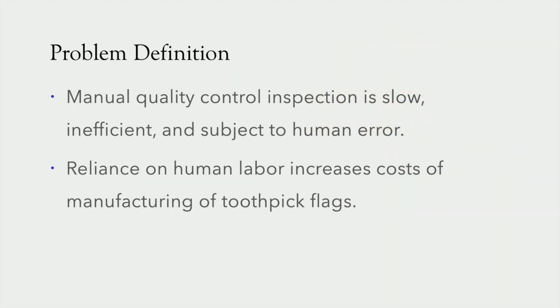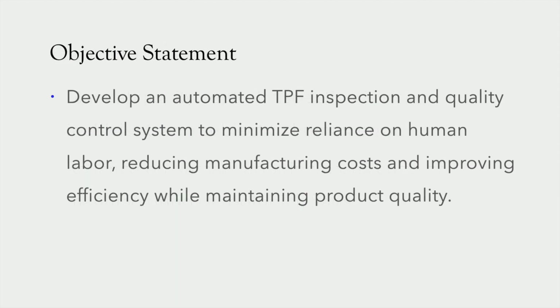We're going to be doing quality control inspection to make it automated, to reduce the slow, inefficient, and human-error-prone quality control that exists right now. We're also going to be decreasing the reliance on human labor costs. So our objective statement is to develop an automated toothpick flag inspection and quality control system to minimize reliance on human labor, reducing manufacturing costs and improving efficiency while maintaining product quality.